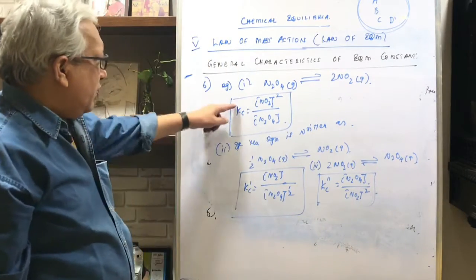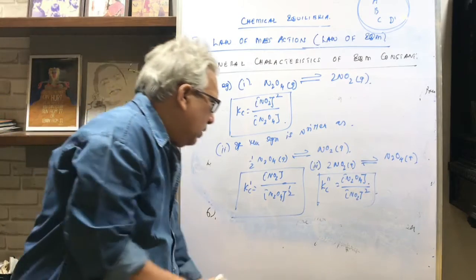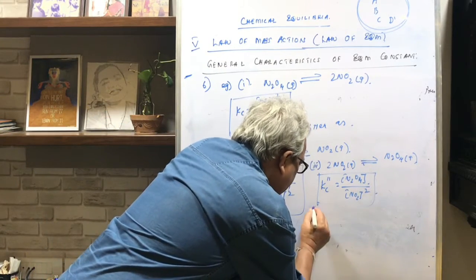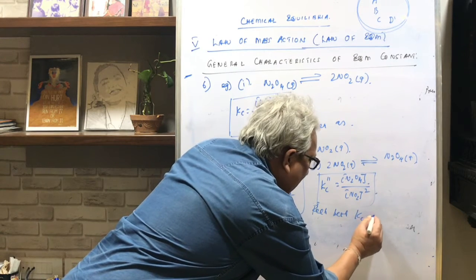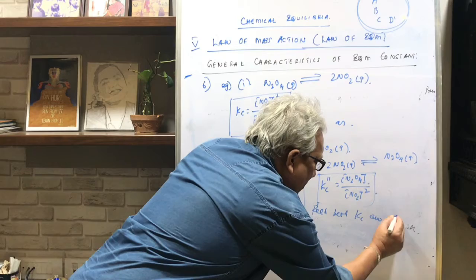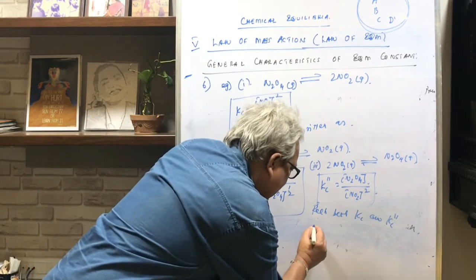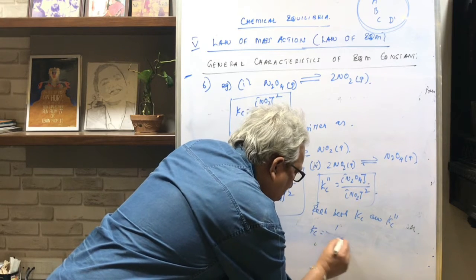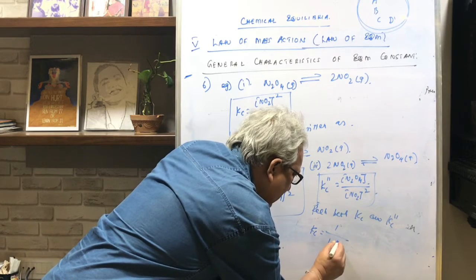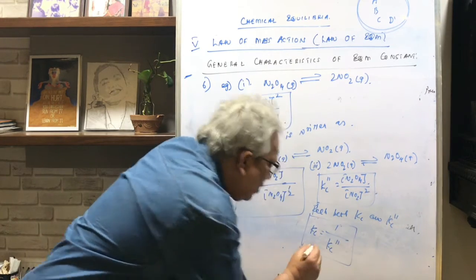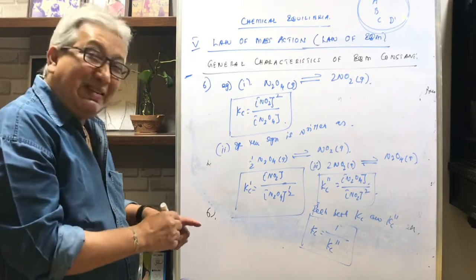Now if you see the first one and the third one, how do you relate them? In that case, what will be the relation between Kc and Kc double dash? You will find that Kc is equal to 1 upon Kc double dash, because the reaction is reversed. Is it okay with you? So that is what is point number 6.